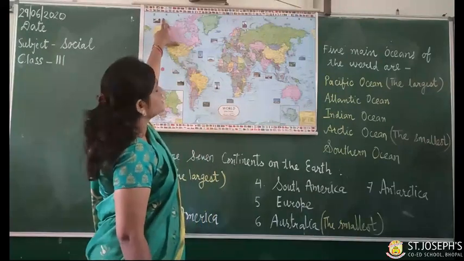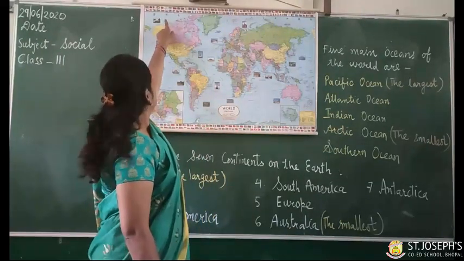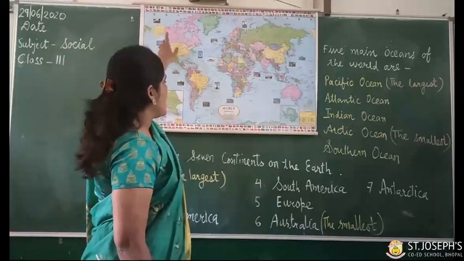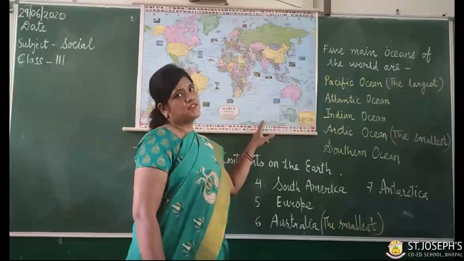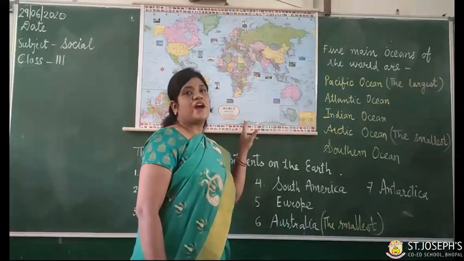Then this is Arctic Ocean, children, on the top. On the top, this is Arctic Ocean. And finally, the last ocean is the Southern Ocean. The Southern Ocean. Okay? So I hope I am clear to you.